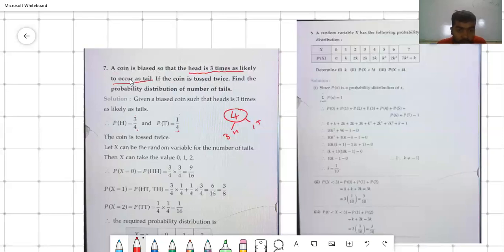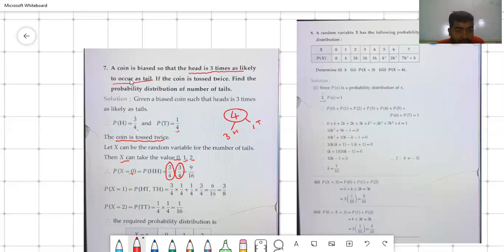A coin is tossed twice. That means we have to toss a coin 2 times, so x can take the values 0, 1 and 2. When x is 0, we have to identify the probability of tail. That means no tail occurs, so the probability is 3 by 4 and 3 by 4, because no tail means head will appear both times. So the probability is 3 by 4 into 3 by 4, that is 9 by 16.